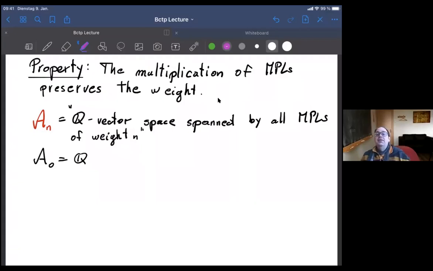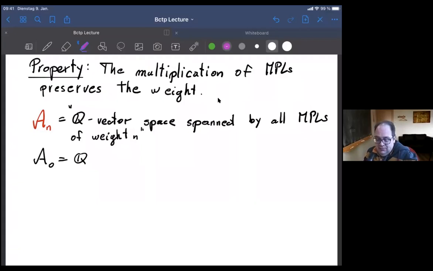So the weight is something very robust, and we'll actually see as we go along that it's extremely robust. If you have a certain weight, there's no way you can change it. That's essentially the message that will come on. But it only holds for polylogs, it would not hold for other objects.